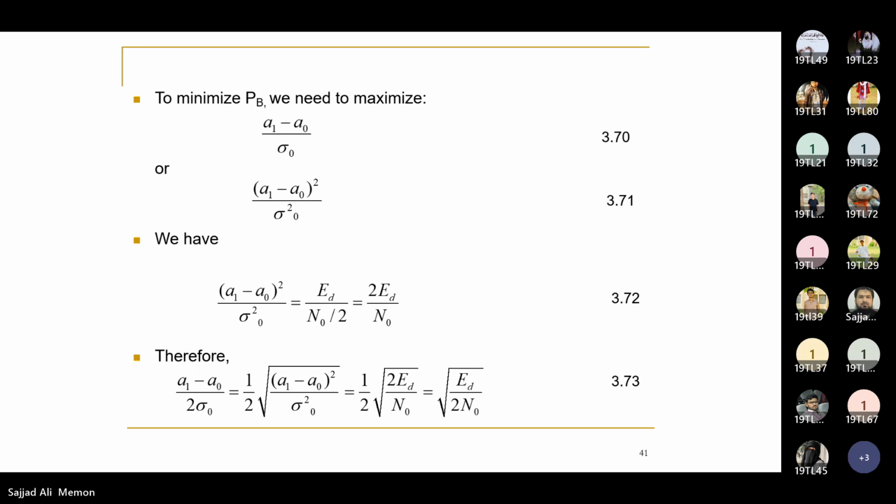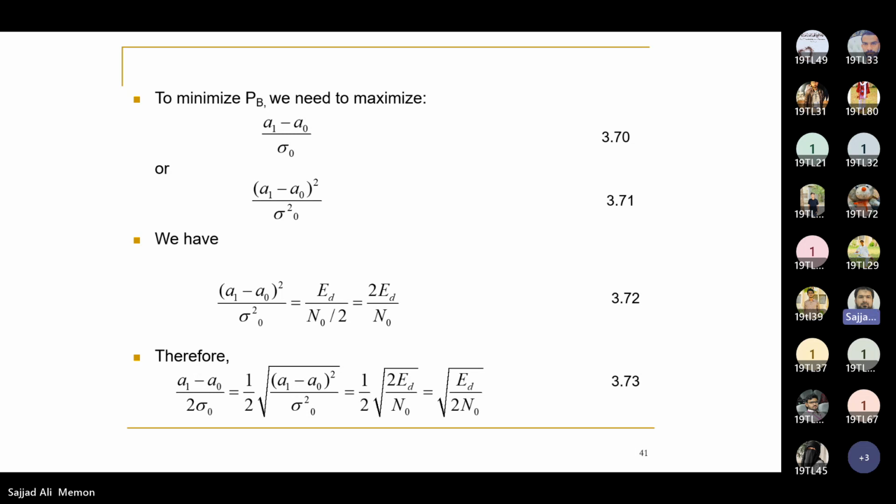To minimize P_B, that is the probability of error, we need to maximize (A1 minus A naught) by sigma naught, or (A1 minus A naught) whole squared by sigma naught whole squared. So this is in single power and this is in double power. So we have (A1 minus A naught) squared, and that is equal to E_d, that is the energy difference between the two. We represent it by energy difference E_d.